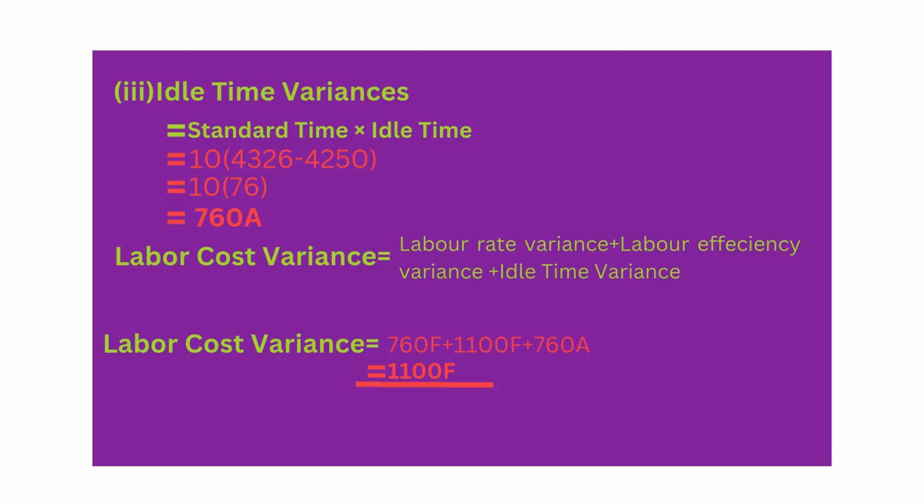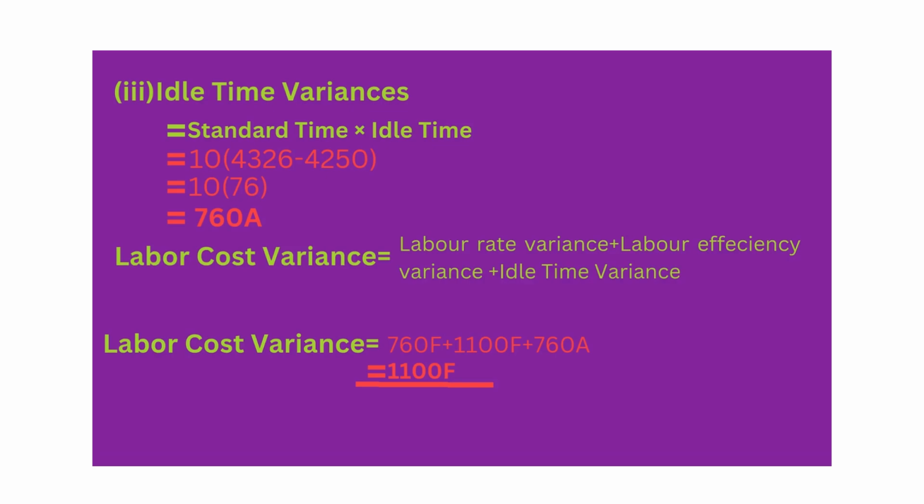Our total labor cost variance will be equal to labor rate variance plus labor efficiency variance plus idle time variance. In our example, labor rate variance we got 760 favorable, plus labor efficiency variance we got 1,100 favorable.